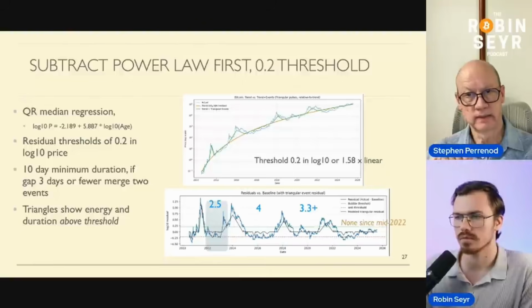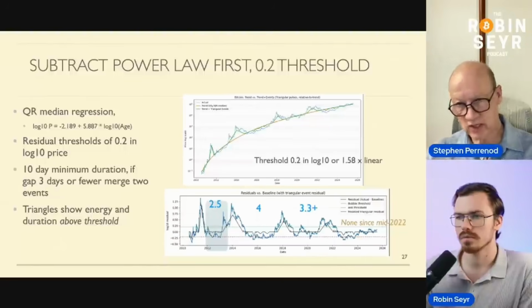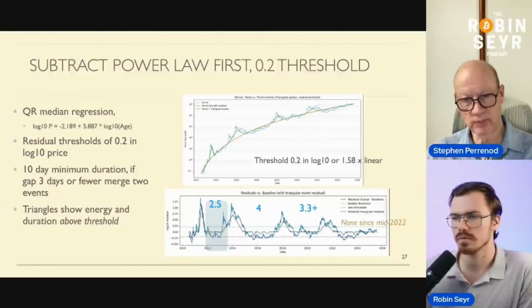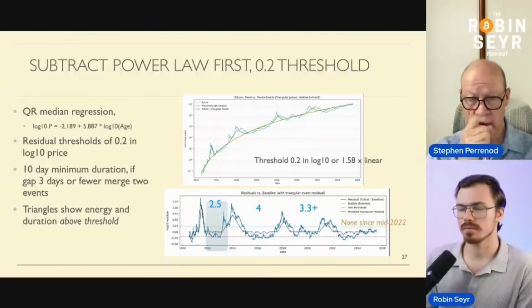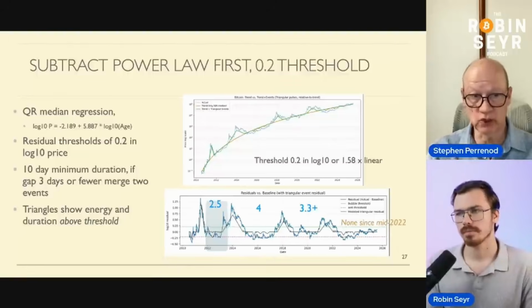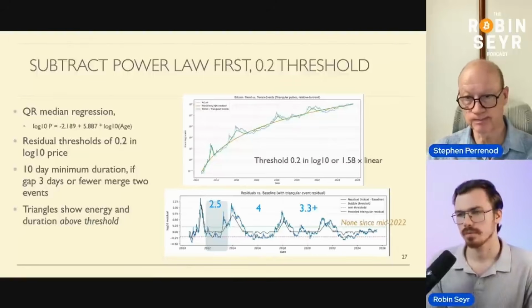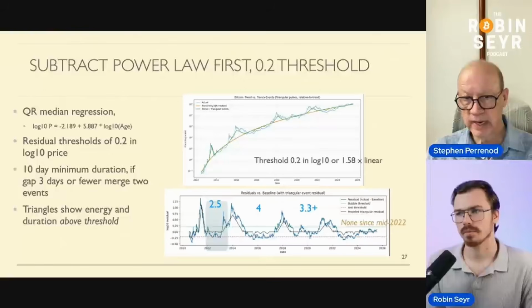And you can see that the power has come down with time. If you take the trend out, you get the lower chart, and so it becomes a little more clear. So these are just the residuals. These are the log 10 of the price residuals after taking out that quantile regression trend. And the triangles show the energy and duration above threshold. And you see 4 large ones, you see a bunch of little ones, both up and down.